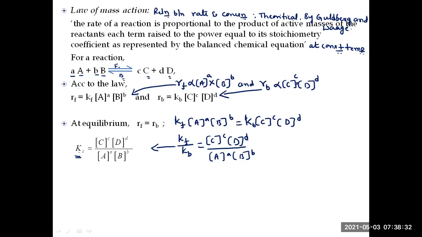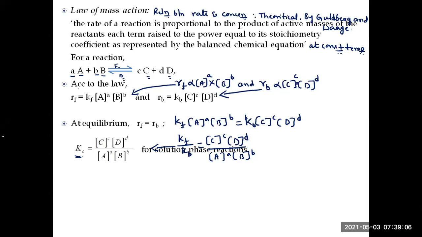You should observe what this Kc is. It is obtained as a constant, as a ratio of Kf by Kb. How do you write Kc? By taking the molar concentrations of products in the numerator and the molar concentrations of reactants in the denominator, with powers raised as per the coefficients in the balanced equation. Now this Kc is called the equilibrium constant in terms of concentration.